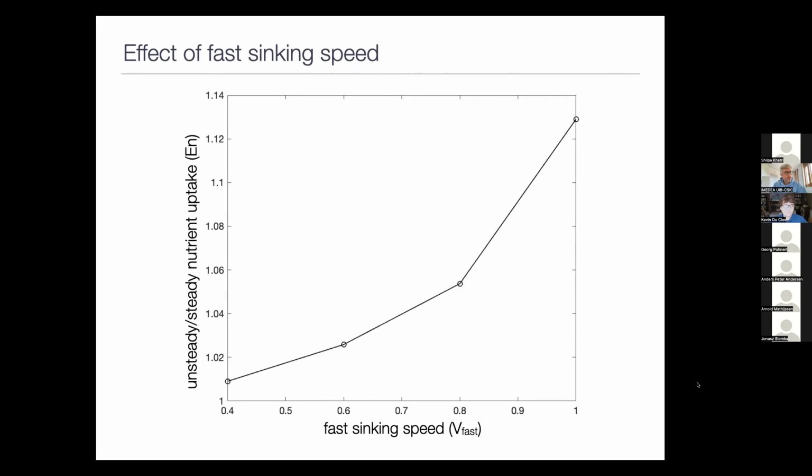And we can also look at other parameters. So we can look at the fast sinking speed. And here we see that as the fast sinking speed increases, that enhancement number increases as well.